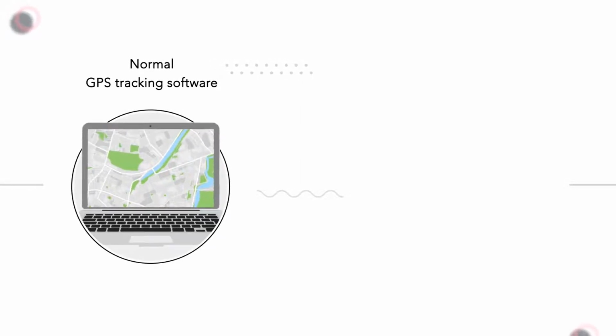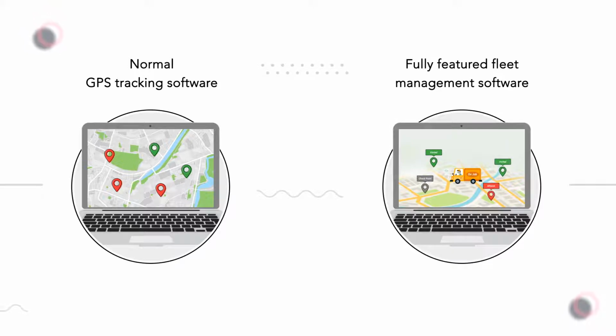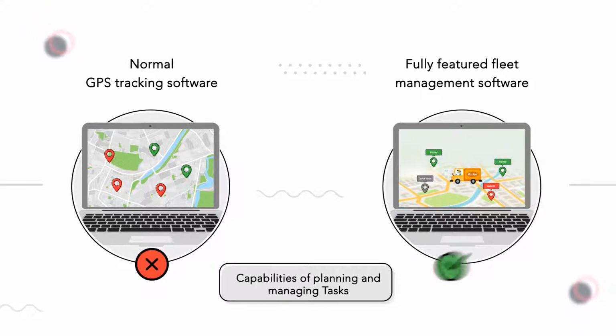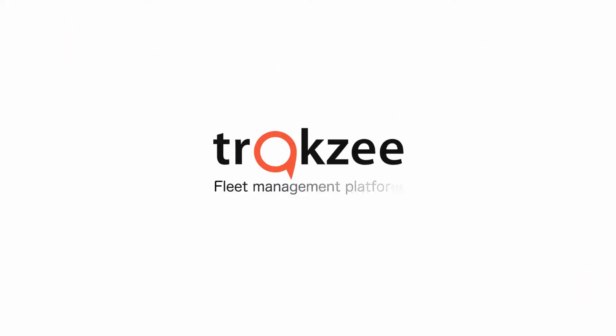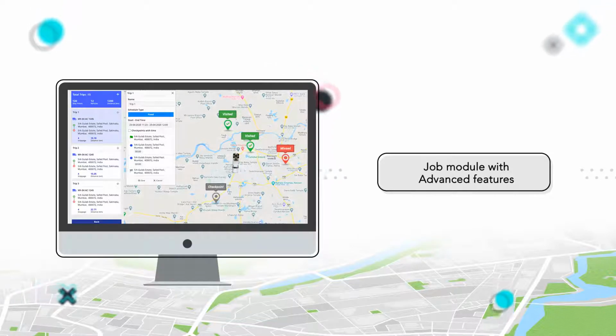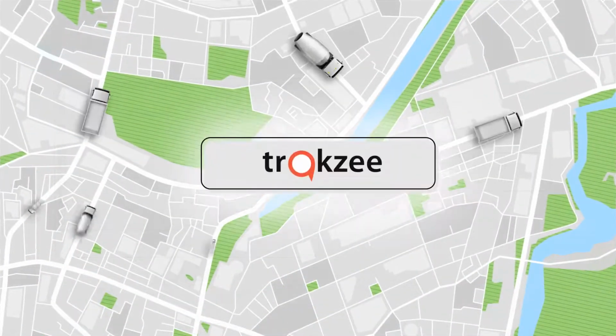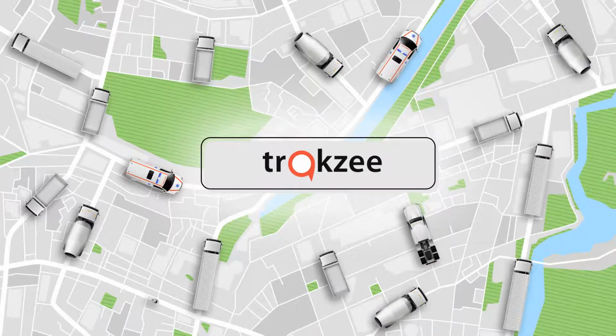One of the key differences between GPS tracking software and fully featured fleet management software is to provide rich capabilities of planning and managing tasks for the fleet. Traxi, our fleet management platform, has a dedicated module for job dispatching, which is equipped with all advanced features. Traxi gives you full control of your business regardless of the size of your fleet.